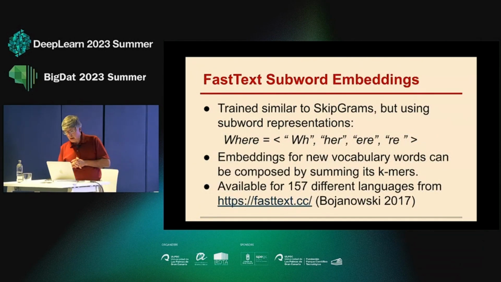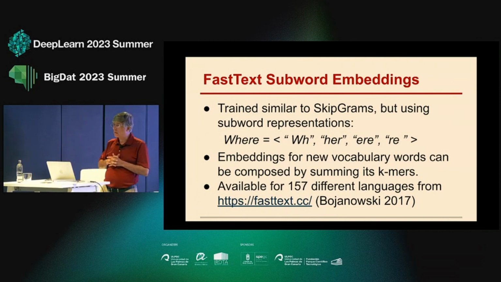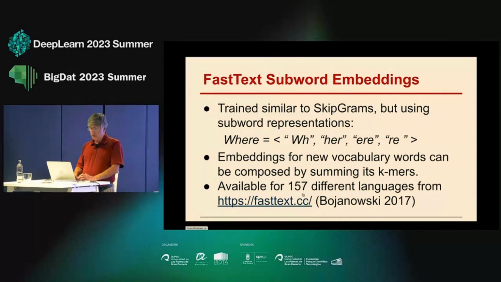There are also other techniques for building word embeddings that are kind of interesting. There is a famous set of embeddings for many, many languages called fastText. This was built by some people at Facebook. Okay, now they're Meta or something like that. They did the following technique: instead of training on full words, they trained on k-mers of characters.